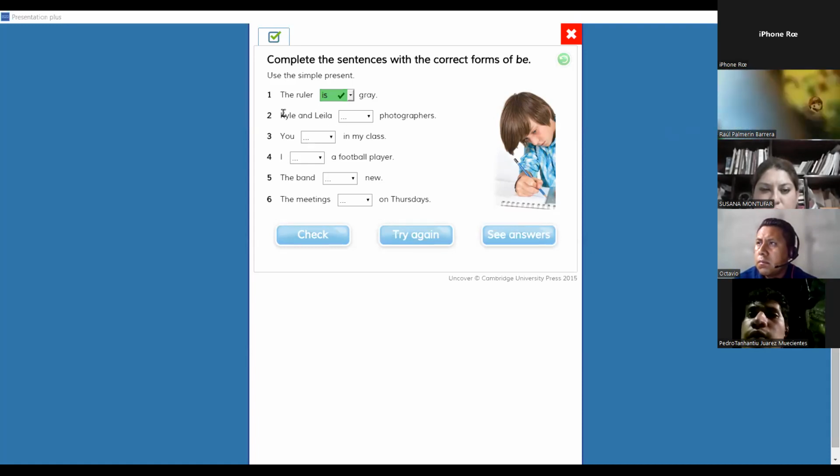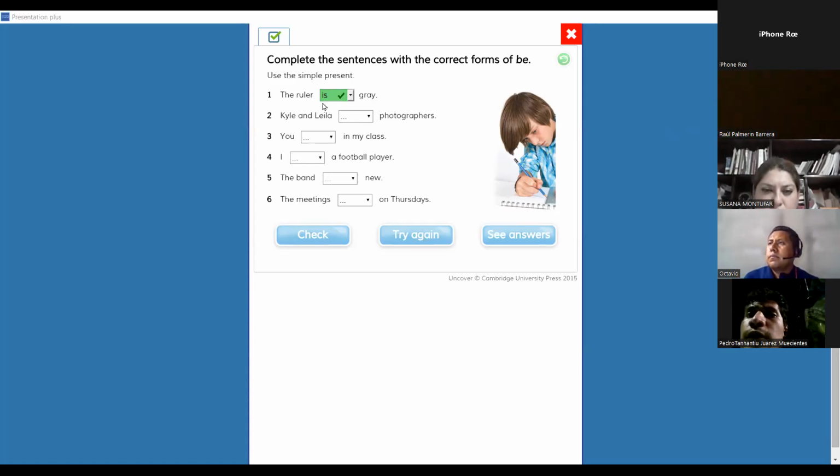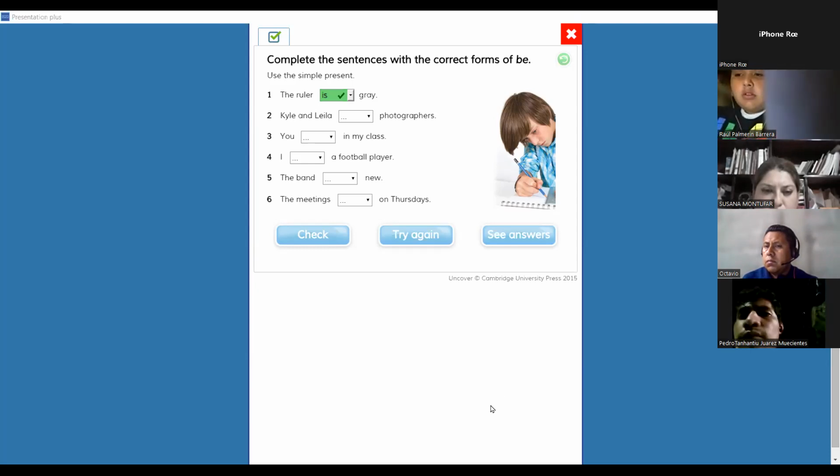Raúl, we have the first one that says the ruler is gray. ¿Por qué estamos usando is? Why are we using is? Pero ¿por qué estoy usando is y no am o are? Porque es un objeto. Fantastic. So the ruler is not a person. It is a thing. It's an it.